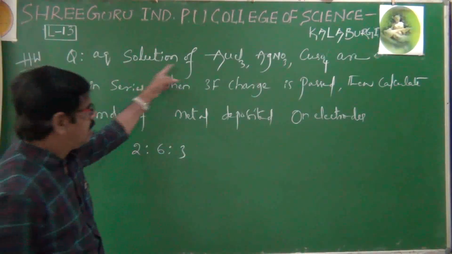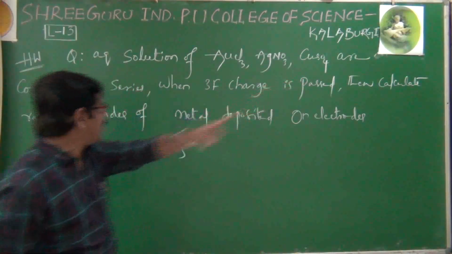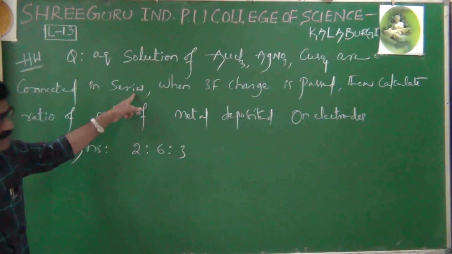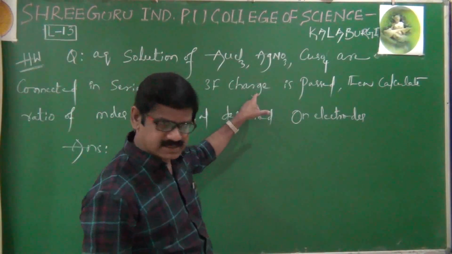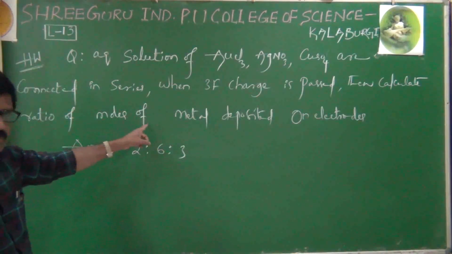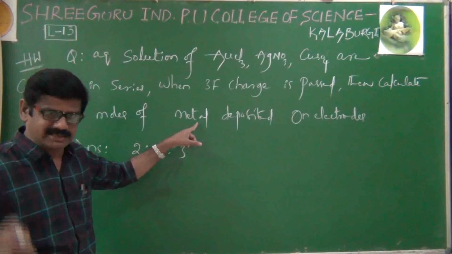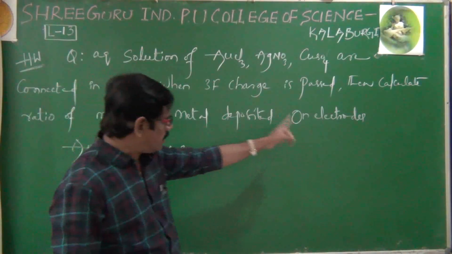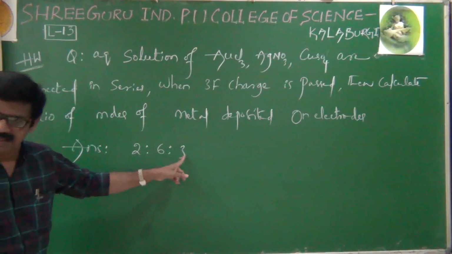Aqueous solutions of auric chloride, silver nitrate, and copper sulfate are connected in series. When 3 Faradays of charge is passed, calculate the ratio of moles of metal, nothing but a molar ratio, deposited on the electrodes, and its answer is 2:6:3.